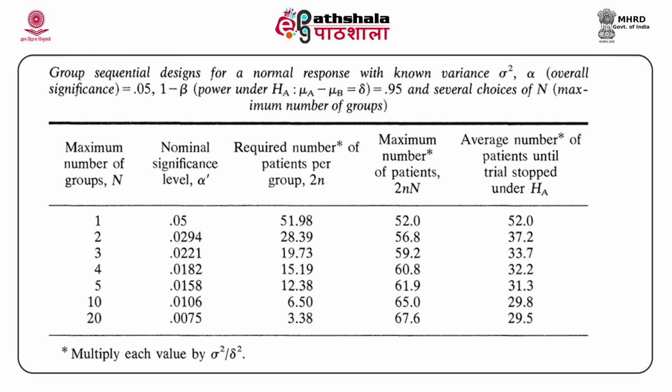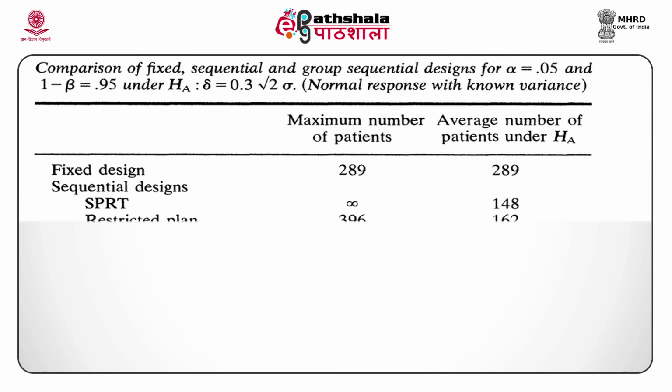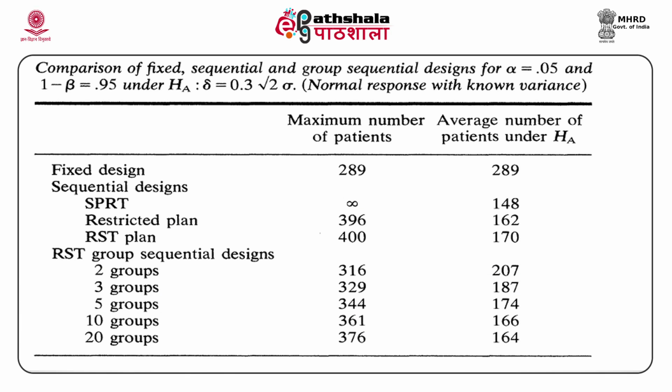A very important piece of information of a group sequential clinical trial is indicated by the last column of this table, which is the average sample number or the average number of patients until the trial is stopped under HA. So note that there is very little reduction in the ASN in going beyond a 5-group design. So based on this, it would seem that there is little gain in choosing a design with more than 5 interim analyses. On this slide, we look at the comparison with continuous sequential designs.